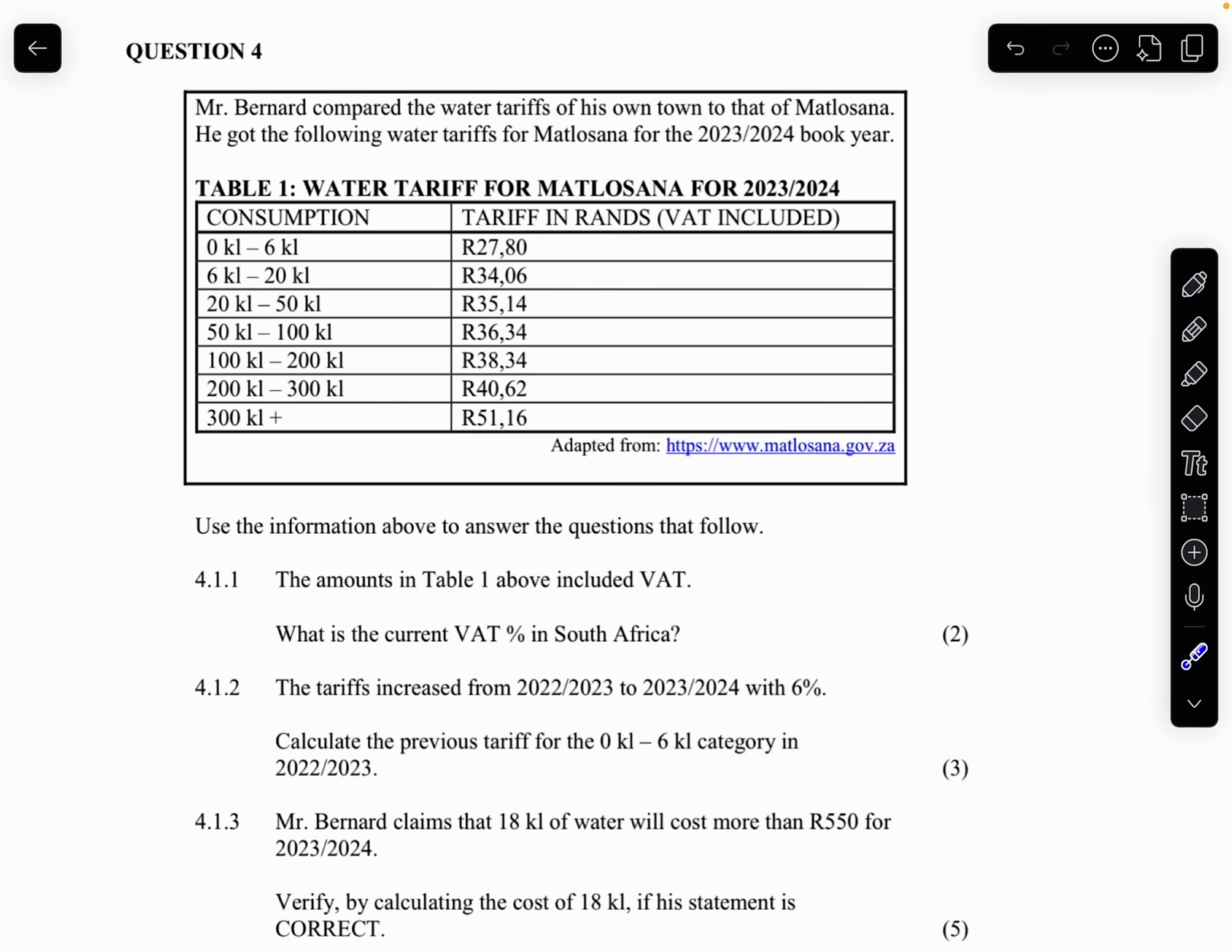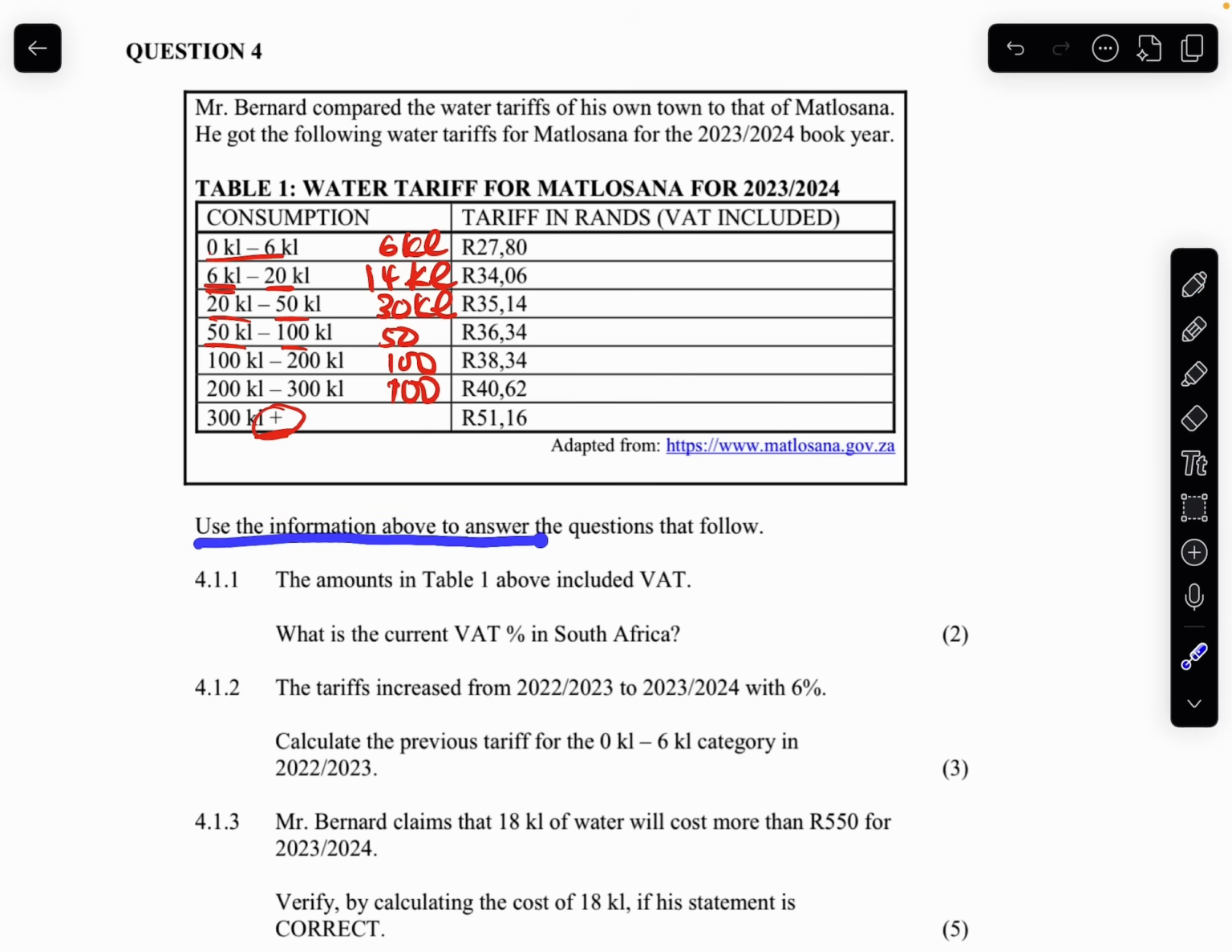For 0 to 6 kiloliter is that, and so forth. Another thing that is important, guys: what are the kiloliters in the first block? It's 0 to 6, so 6 kiloliter. From 6 to 20, 20 minus 6 is 14 kiloliter. From 20 to 50, it's 30 kiloliter. From 50 to 100, and this is 100 and above. Okay, let's go and answer the questions.